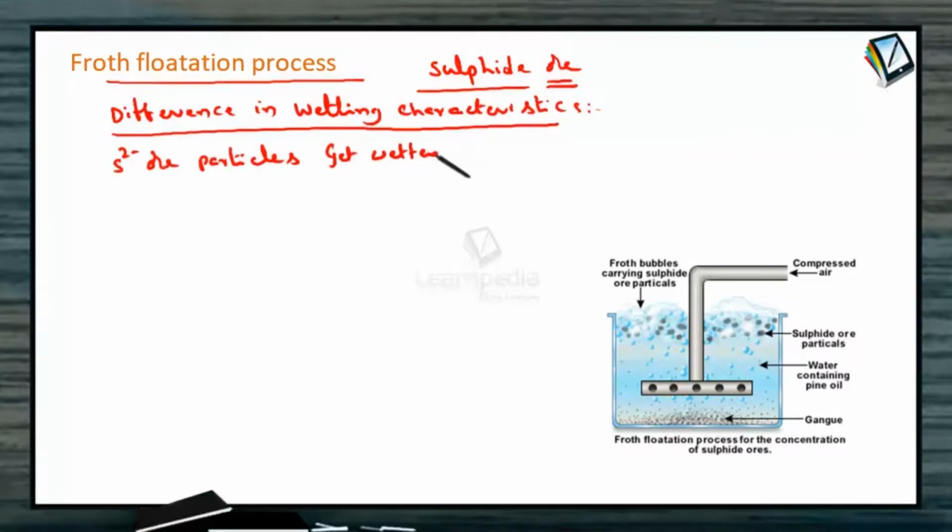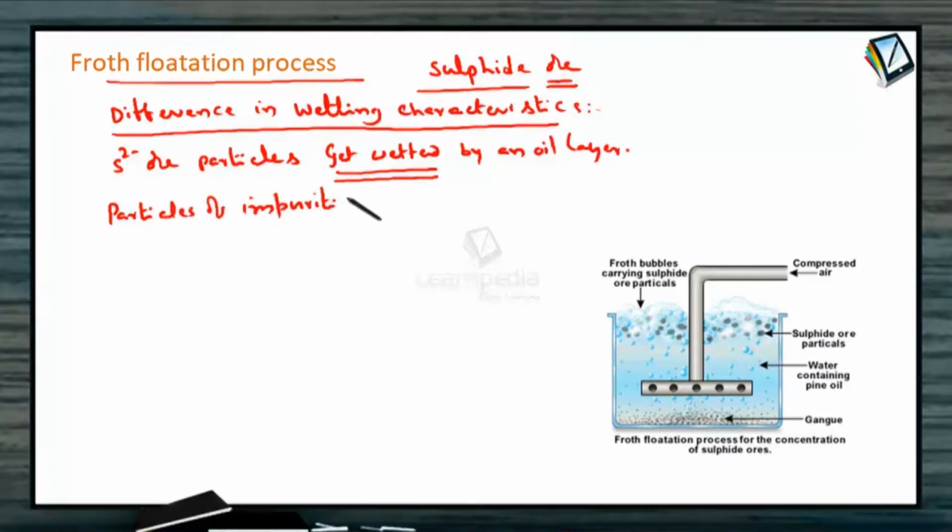What do you mean by get wetted? They readily go into oil layer, while the particles of impurities readily go into water layer. Thereby we say particles of impurities get wetted by water layer. So this difference in wetting characteristics is used in separating the particles of ore from the particles of impurities.